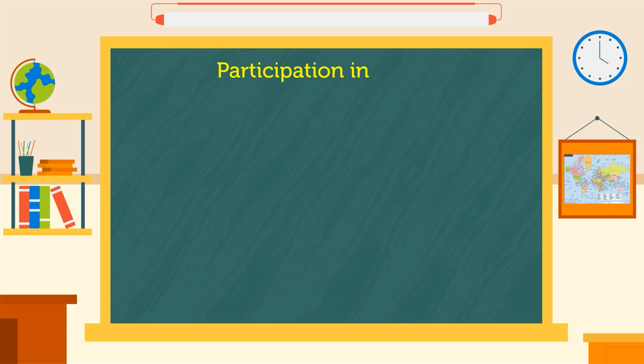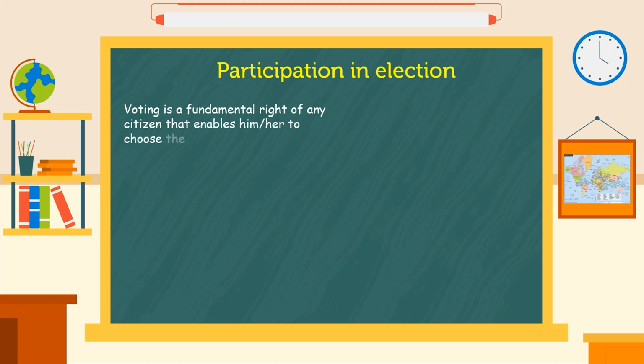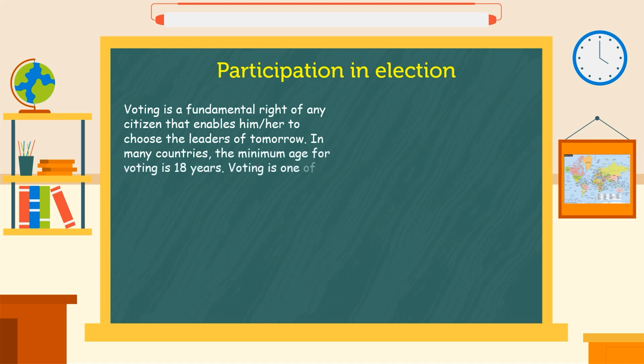Participation in election. Voting is a fundamental right of any citizen that enables him or her to choose the leaders of tomorrow. In many countries, the minimum age for voting is 18 years. Voting is one of the important ways that we express our power.